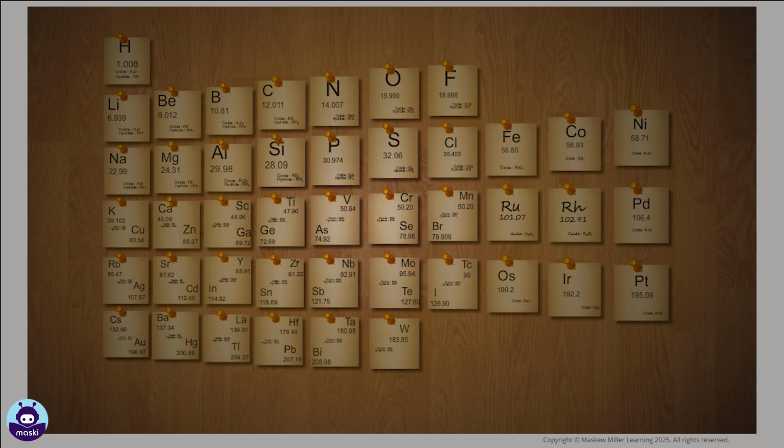Since Mendeleev's periodic table was based on atomic masses of elements, isotopes should be placed in different columns despite the fact that they represent the same element.